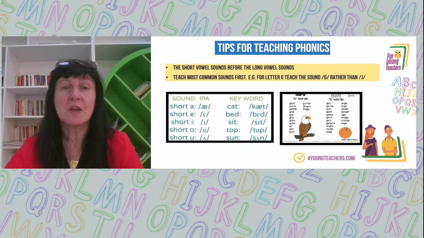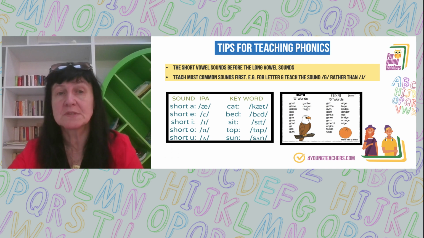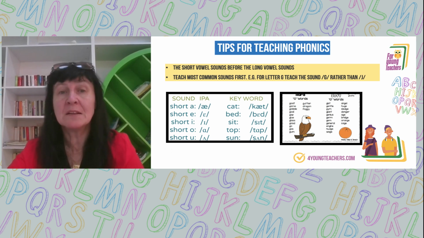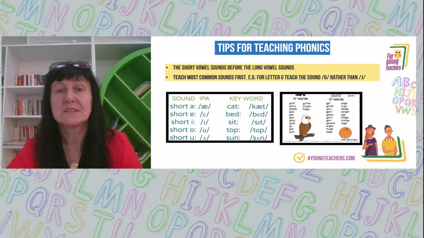In the English language, many letters make more than one sound, and some sounds are made by more than one letter. So it can be very confusing for a young learner to sort all this out. However, as a general rule of thumb, start by teaching the short vowel sounds before the long vowel sounds. The short vowel sounds are those like a as in apple, e as in egg, i as in igloo, o as in otter, and u as in umbrella.